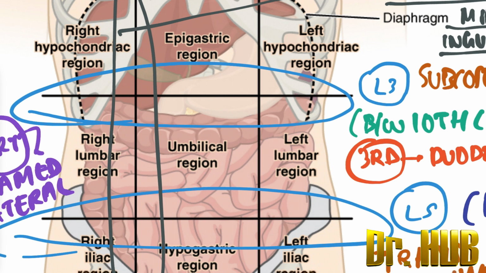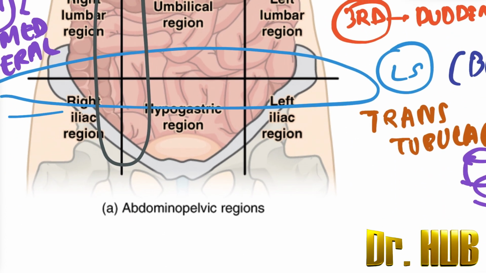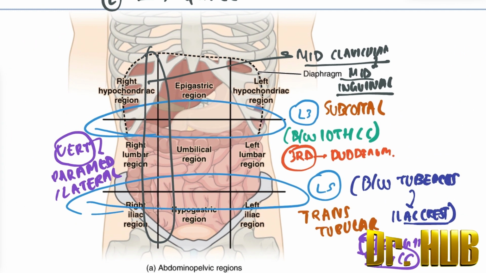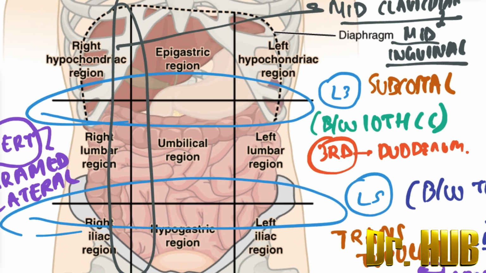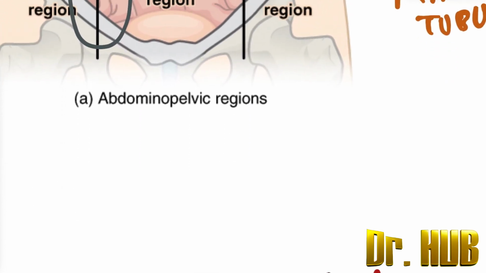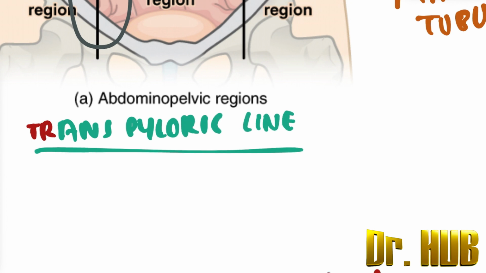So let's look at some other points to note. There is a transpyloric line. So this transpyloric line is aka the Addison's line.